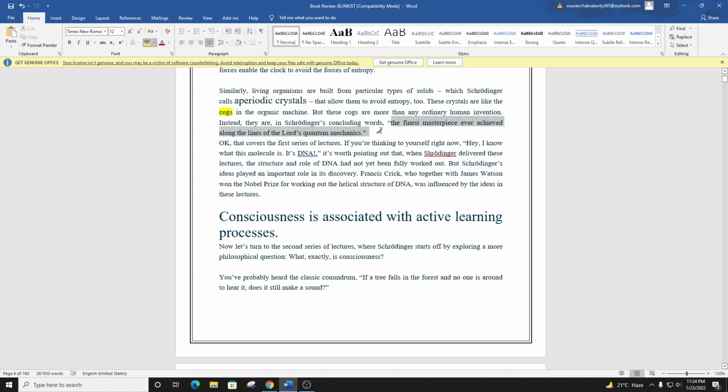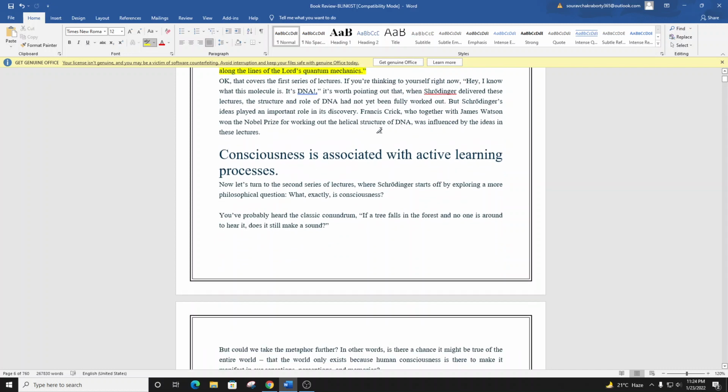Okay. That covers the first series of lectures. If you're thinking to yourself right now, hey, I know what that molecule is, it's DNA. It's worth pointing out that when Schrödinger delivered these lectures, the structure and role of DNA had not yet been fully worked out. But Schrödinger's ideas played an important role in its discovery. Francis Crick, who together with James Watson won the Nobel Prize for working out the double helical structure of DNA, was influenced by the ideas in these lectures.